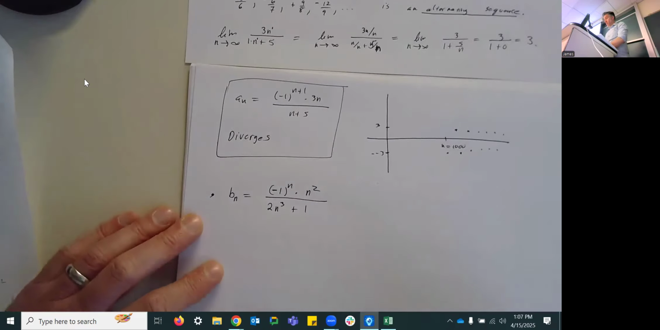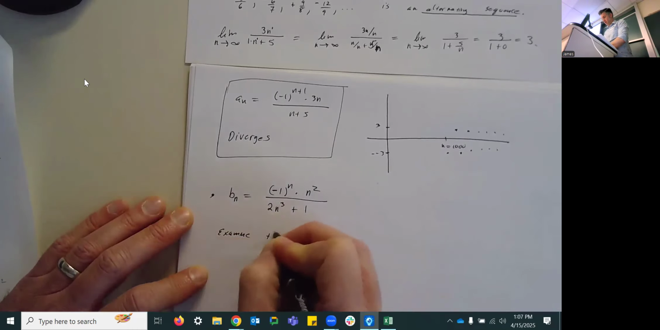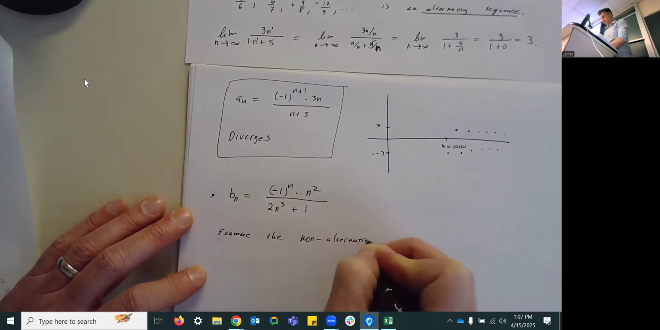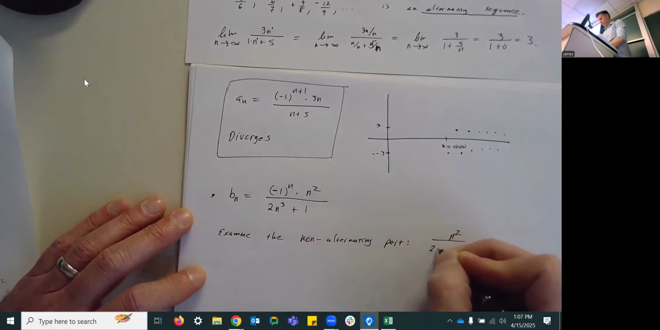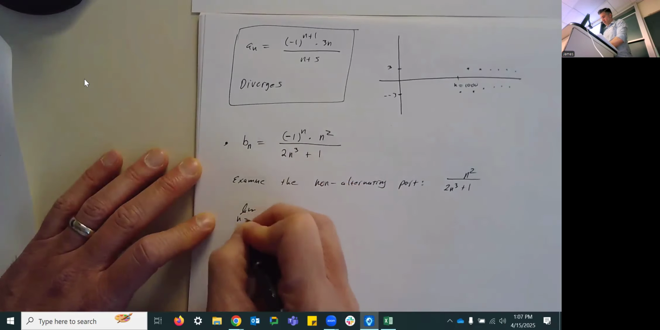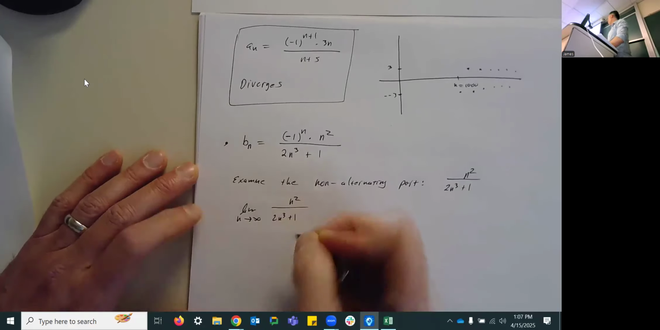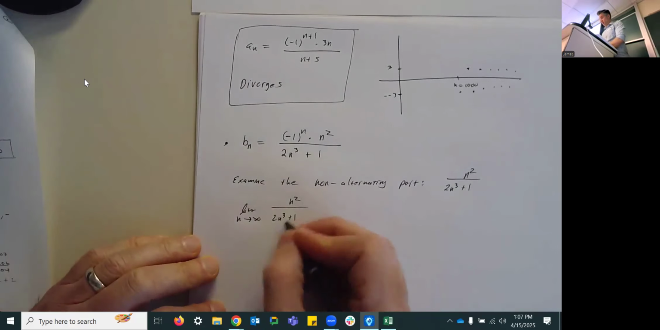Because if we examine the non-alternating sequence, which is just n squared over 2n cubed plus 1, we can look at the limit of that as n goes to infinity. We can show the work, and we will, but you could also argue to yourself that since the denominator is getting bigger faster, because it's to a higher power, the fraction is going to get smaller and smaller.